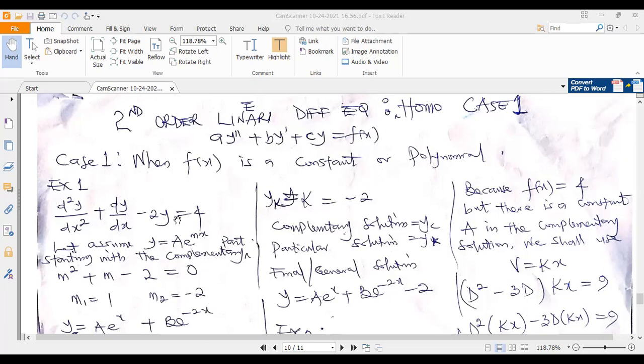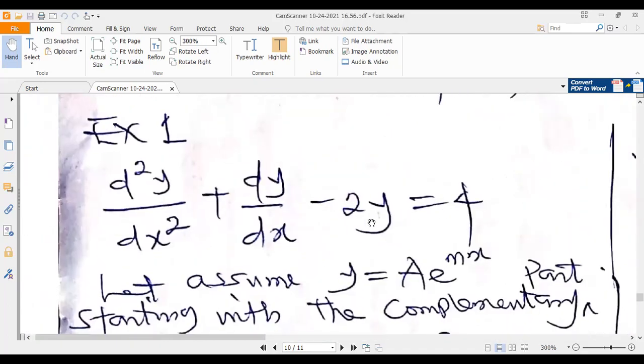What do I mean by constant? Look at an example now. Here, our f of x is what? 4. In this case, what is my f of x? 4. Now, you see that this problem is non-homogeneous.